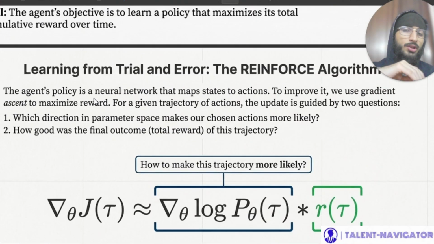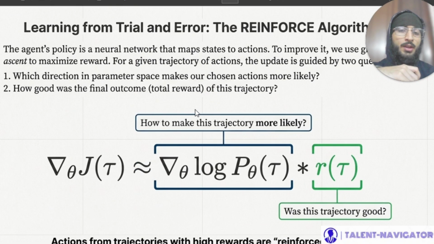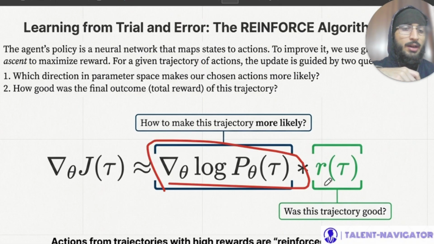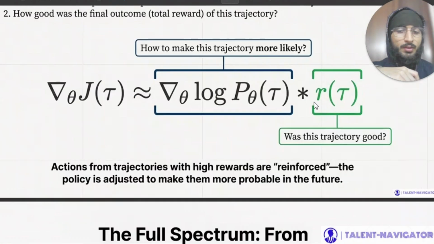Okay. Now moving on: learning from trial and error, the REINFORCE algorithm. The agent's policy is a neural network that maps states to actions. To improve it, we use gradient ascent to maximize the reward. For a given trajectory of actions, the update is guided by two questions. Which direction in parameter space makes our chosen actions more likely? And how good was the final outcome, that is, the total reward of this trajectory? How to make this trajectory more likely is given by this term, ∇_θ log p_θ(τ), and R(τ) answers the question: was this trajectory good?